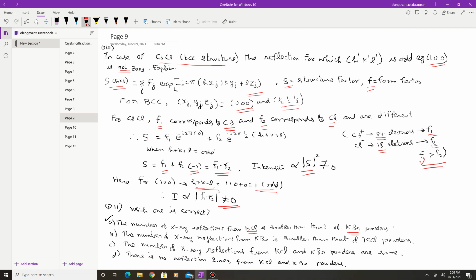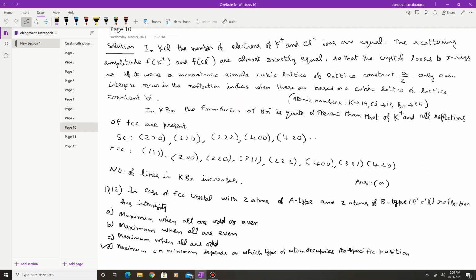And option B is the number of reflections from KBr is smaller than that of the KCl powder. Option C: the number of lines is equal for KCl and KBr. Option D: there are no reflection lines from this. So there are 4 options given.